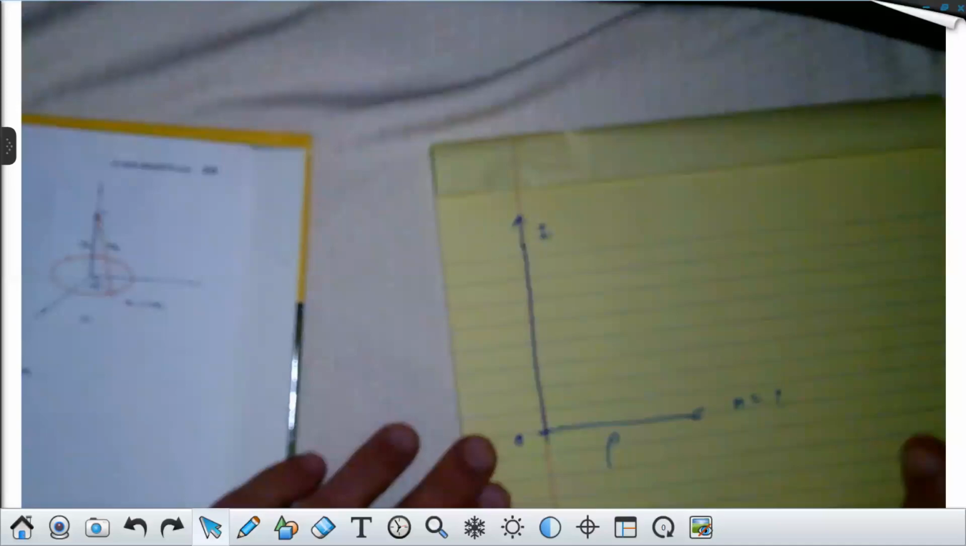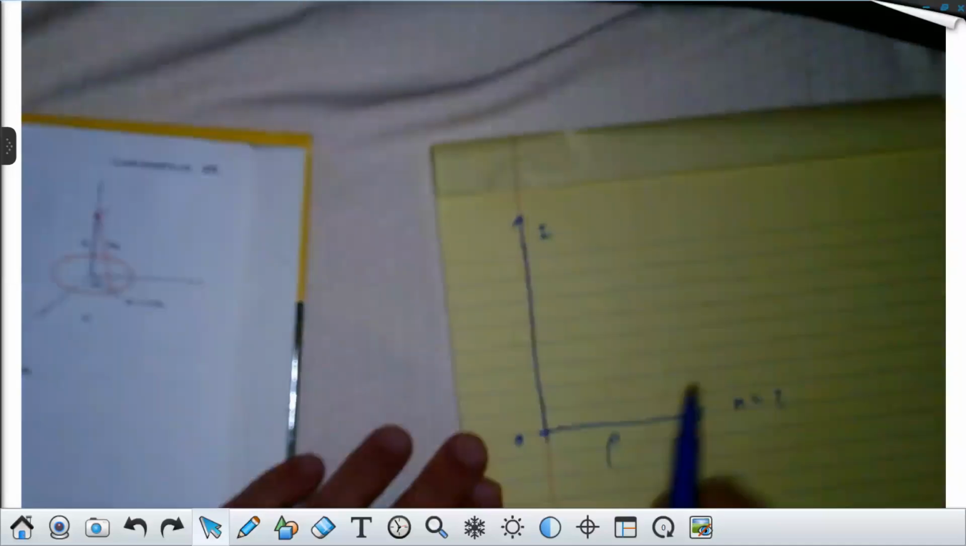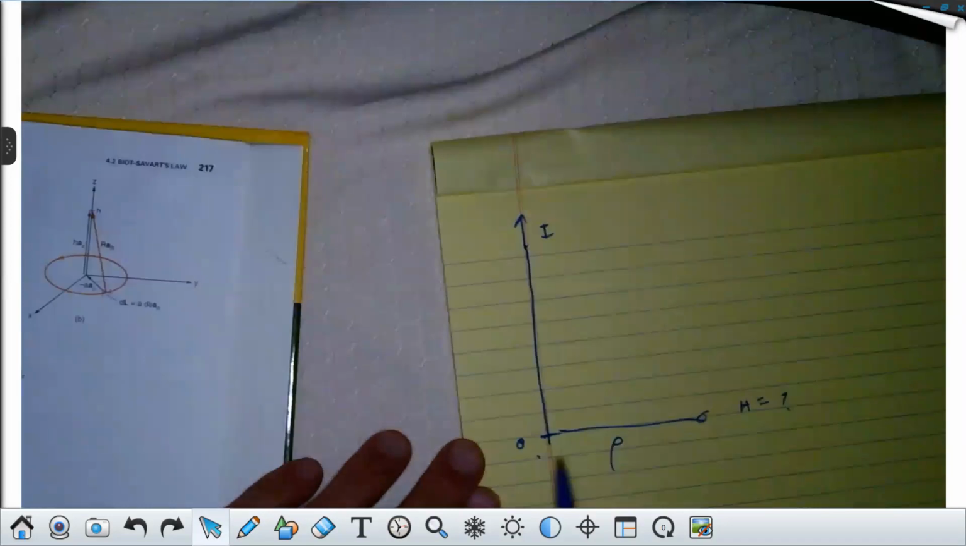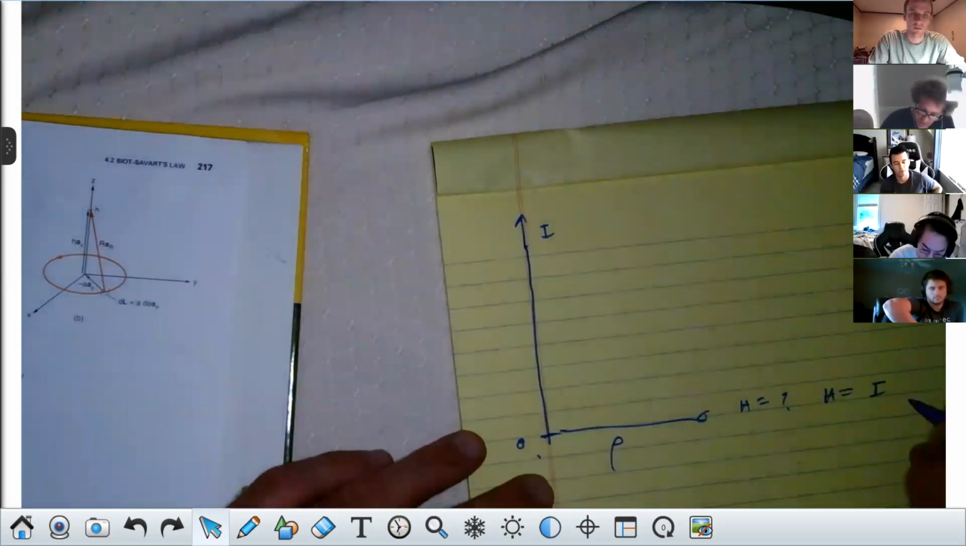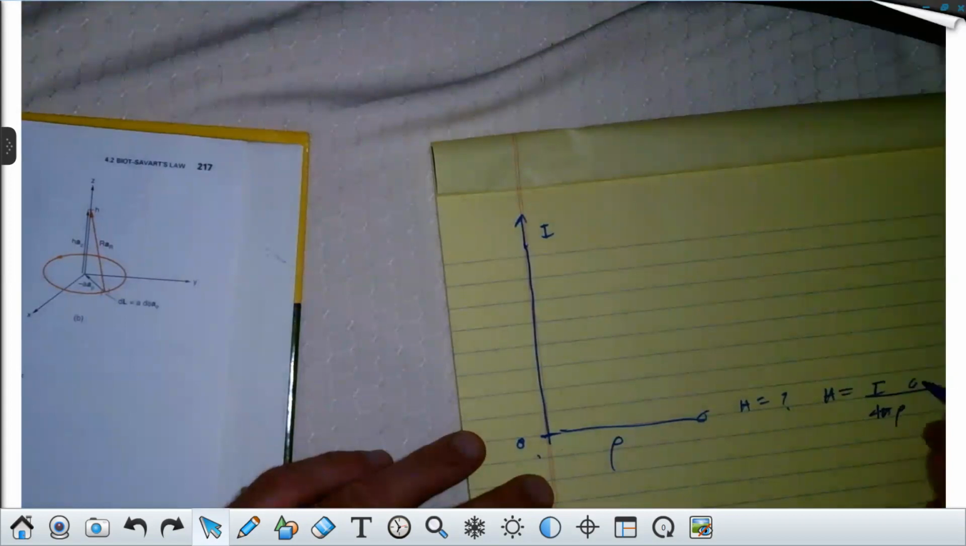Not an infinite. Anybody? Well, when it was a totally infinite line, it was what? I over 2 pi rho a phi, right? If I have half of that line, and you could plug it in, it goes to simply I over 4 pi rho a phi. We can plug it in and prove that if you want.